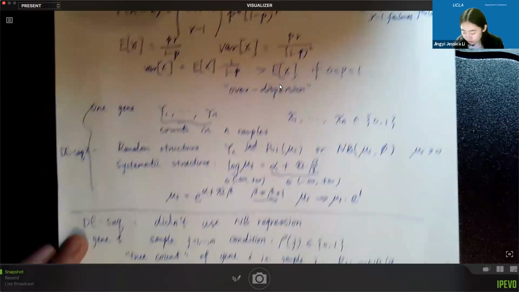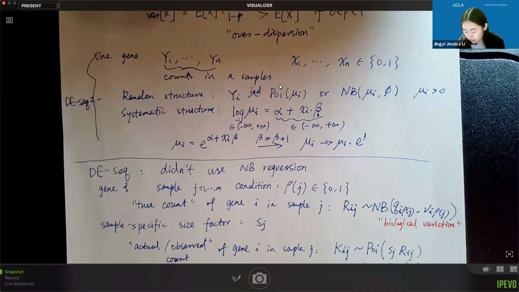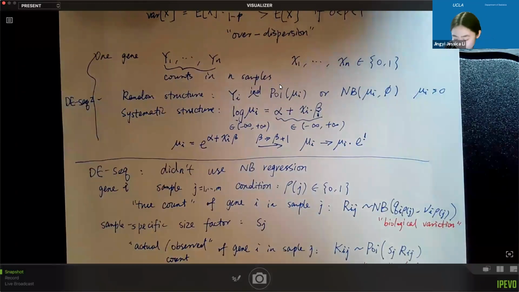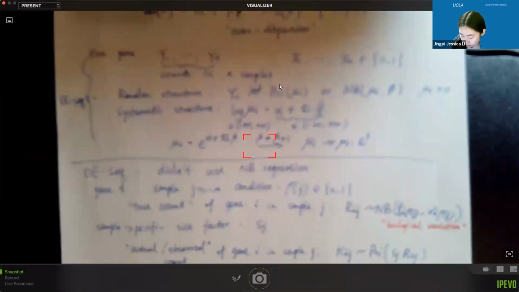Okay, so this is lecture 7 of our class. Today we're going to finish the discussion about the testing part of DESeq. So how does it define a differential expression? In the last class on Thursday, we gave you the model.